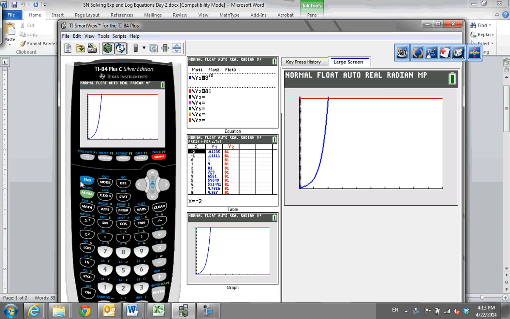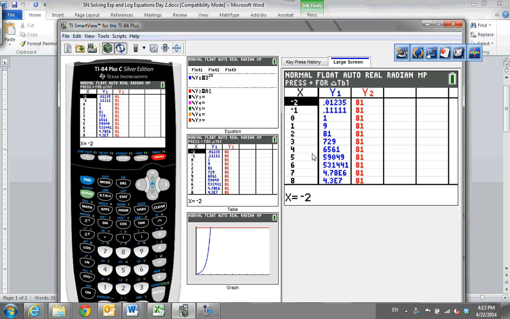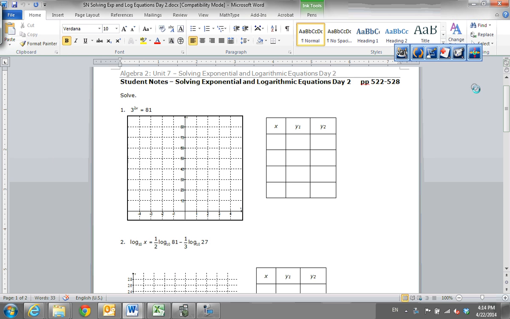So I have that. Now really what I'm looking for is a table. Now I'm looking at the x value. I want to know when the y values match up. So here 0, 1, 81, those don't match. 9, 81 don't match up. At 2, they match. So really that's the answer for the first one, is 2.